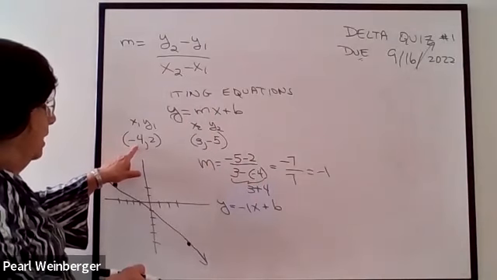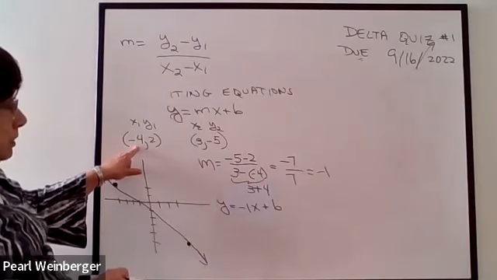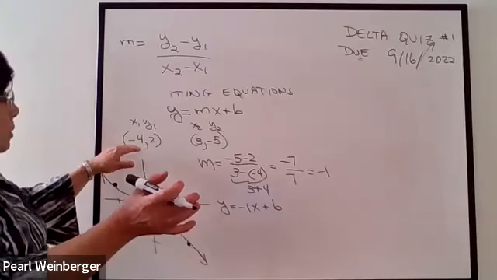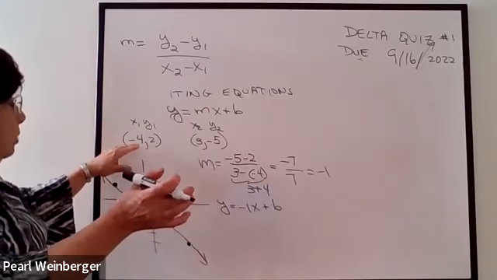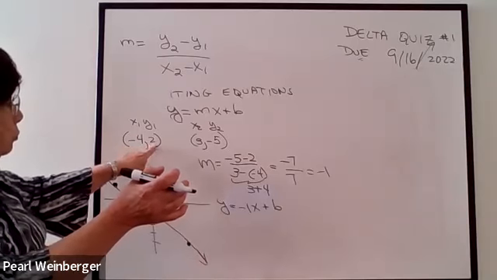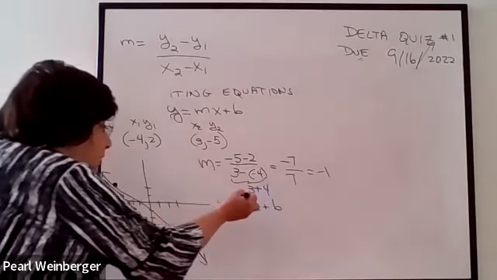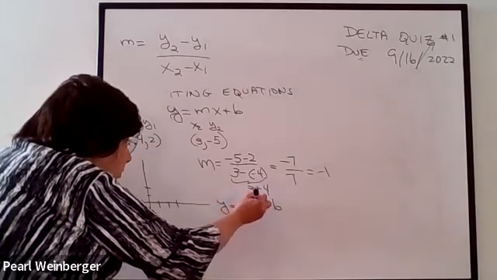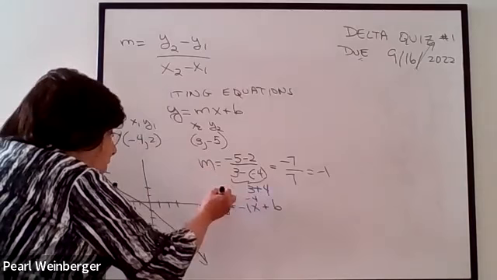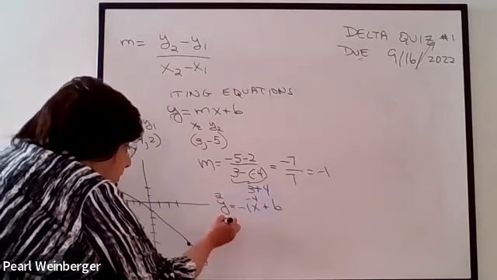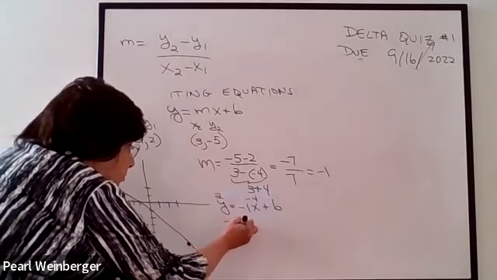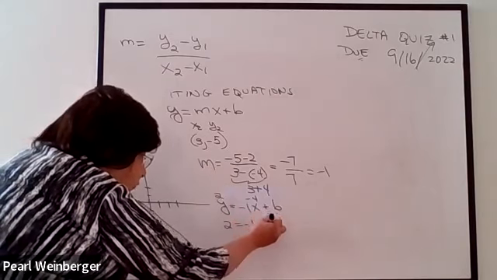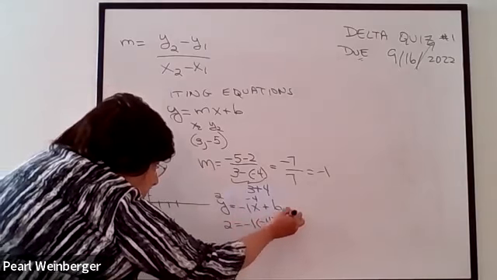So we take either one of the points. We have 2 points. You can take any point that's on the line. We know 2 of them. We could pick either one. Let's say we pick the -4, 2. That means in place of the x, I'm going to put a -4, and in place of the y, I'm going to put 2. So that'll give me 2 equals -1 times -4 plus b.